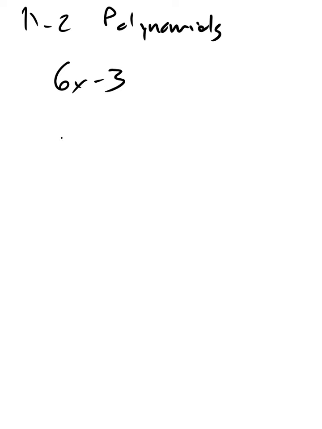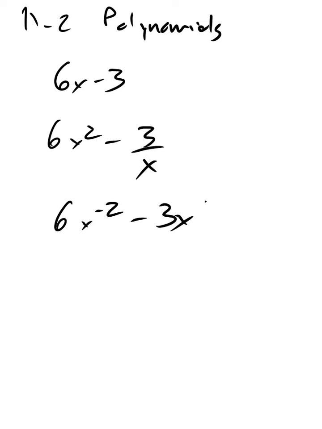Something like this, if we just change this input, if we go 6x squared minus 3 over x, okay, that is not, because there's a variable in the denominator. And another one would be, let's say we had 6x to the negative 2 minus 3x. That would not be, because there's a negative exponent in this one too. So that is not a polynomial.